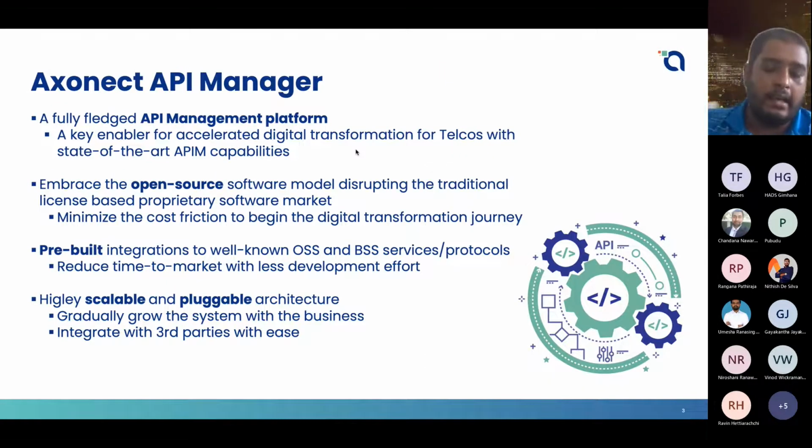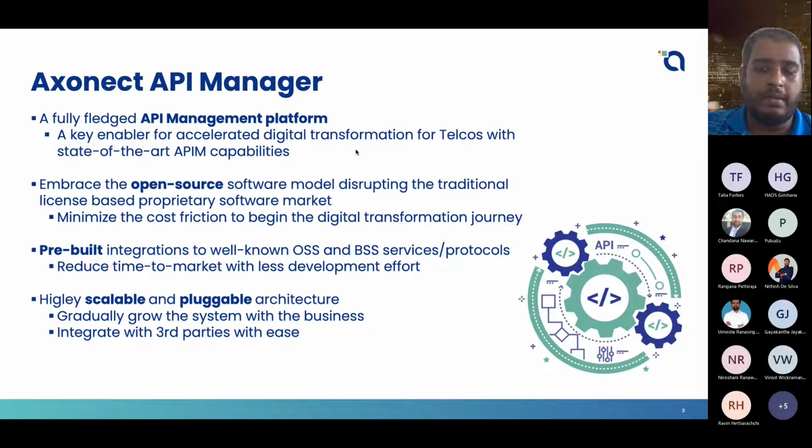As I explained before, before going into the details of observability, for you to understand the context and build some understanding about the system, I think that will be really helpful for you to understand how we have architected our observability solution to build on top of this API manager, Axonect API manager.